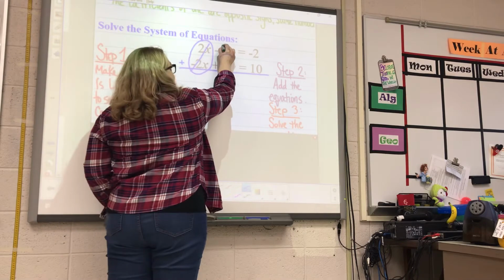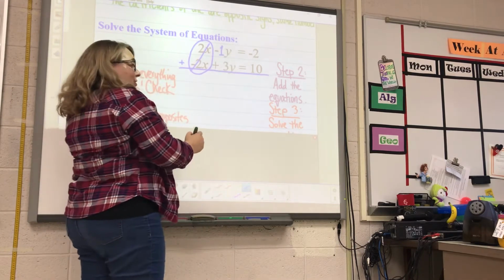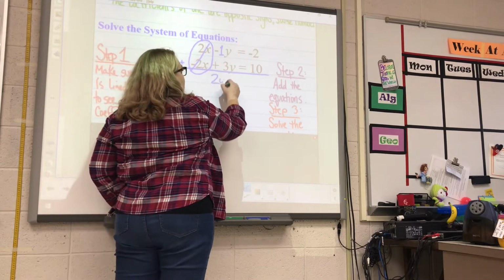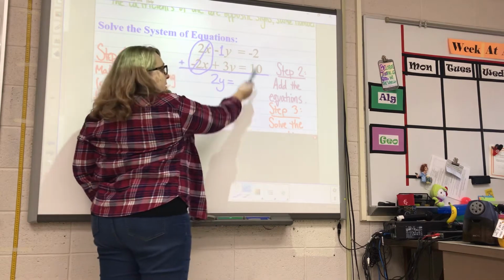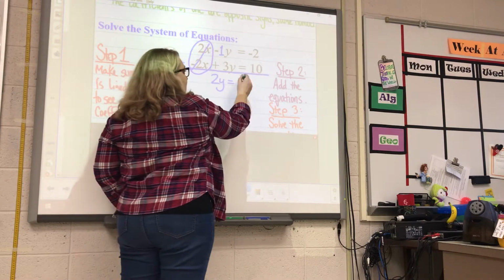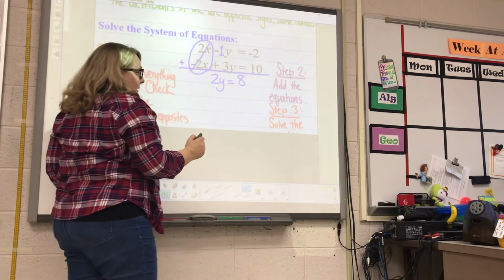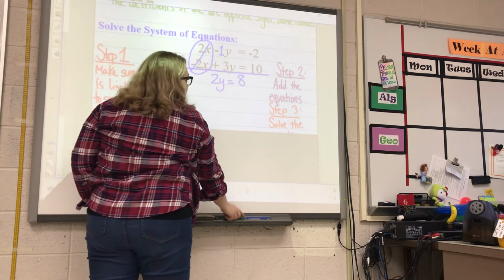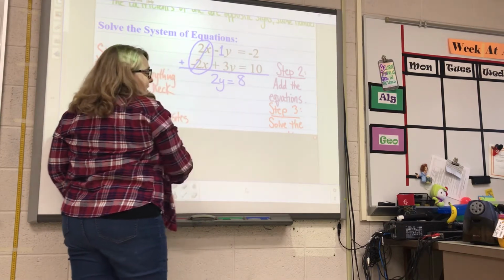This -y, that's the same as saying -1y. So when I add -1y plus 3y, I get 2y equals, and now I need to add -2 plus 10, and when I do that, I get 8. So now I have a very simple equation that I can solve. 2y equals 8. So step 2 was to add the equations.